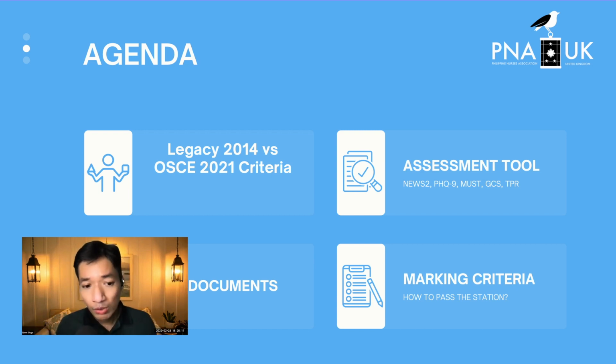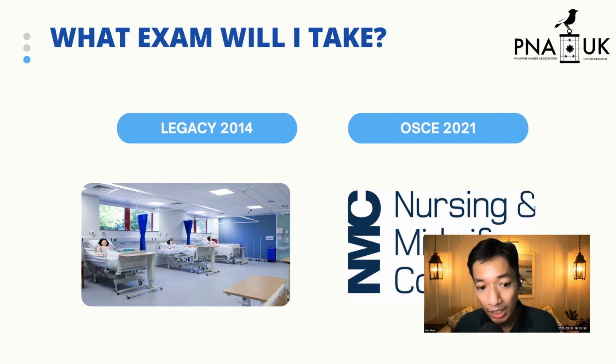So that's that. Before we begin, what examination should you be taking? If you registered before 2nd of August 2021 and you haven't done your English examination, that is the OET or IELTS, that means you will be doing the old OSCE. If you registered after 2nd of August 2021, that means you will be doing the new OSCE.